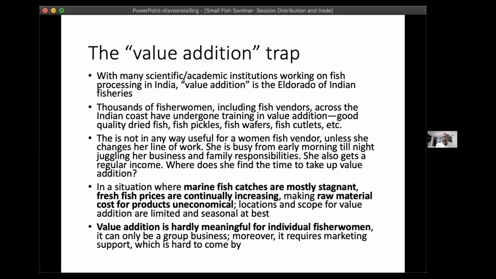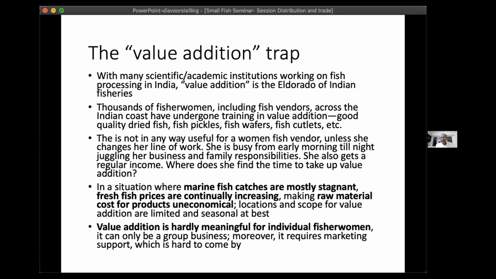But the reality is women fish vendors just do not have the time to make other products. They leave early in the morning, they come back late at night. If they run their business, they make good money. And if it can be properly supported, they can make even better money. But instead, this whole idea that they will make products doesn't work.